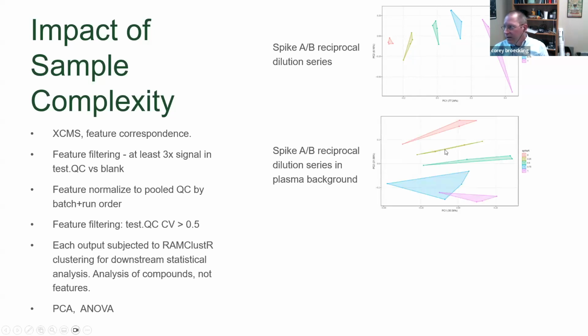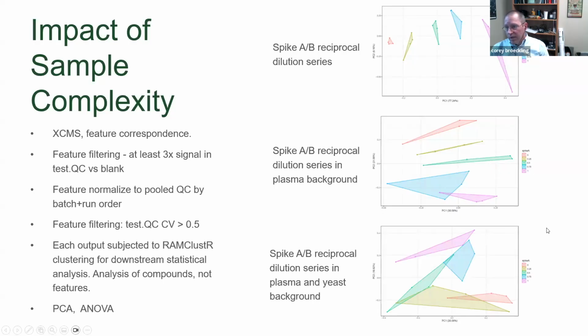Now, if we look at that same reciprocal dilution series in the presence of a plasma background, things get more messy. And so you can see now the 0 is on the top. We're going down as we increase the concentration until we see the pinkish purple on the bottom right here. So now we're getting separation on PC2, and there's a little bit of an overlap here between the 100% and the 75%. So that's the impact now of the plasma background. In a complex background, it gets more difficult to pull out these signals. If everything was going perfectly, that probably shouldn't be the case.